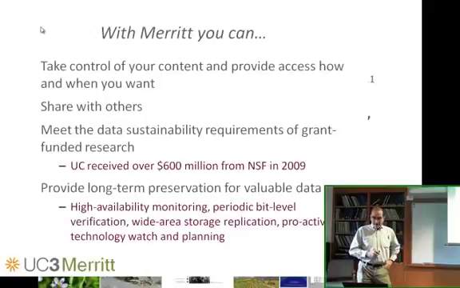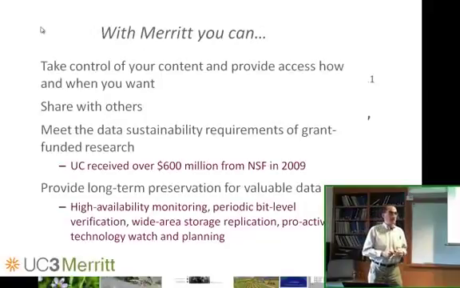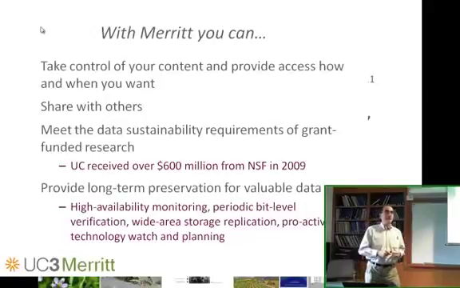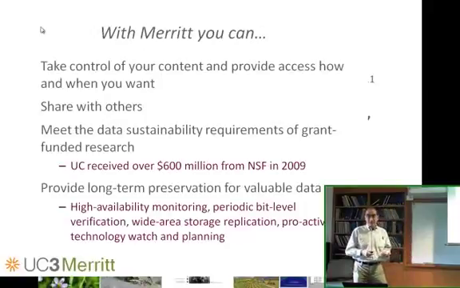So with all of that, we believe that Merit provides a good way for you to take control of your content and to decide how you want to provide access, and to whom you want to provide that access. It's an effective means for sharing your data with others. It can go a long way towards meeting the data sustainability requirements that are increasingly becoming necessary by various grant funding agencies. And this is really important.